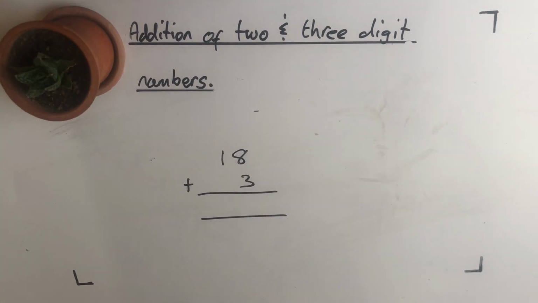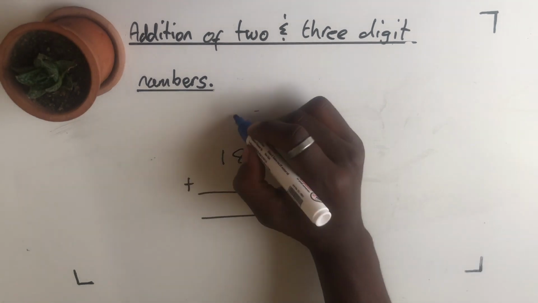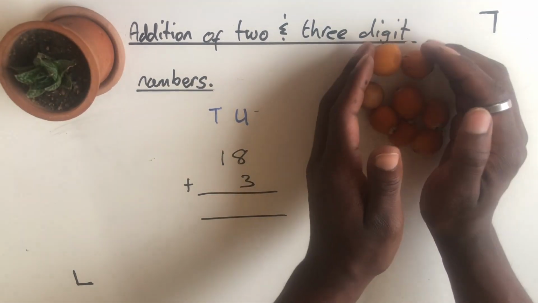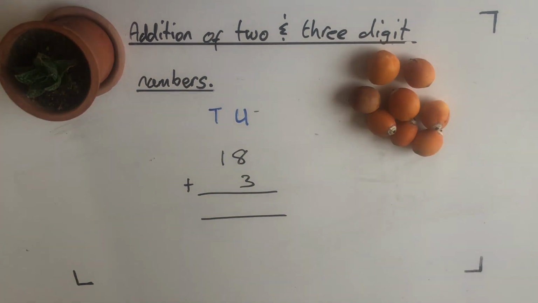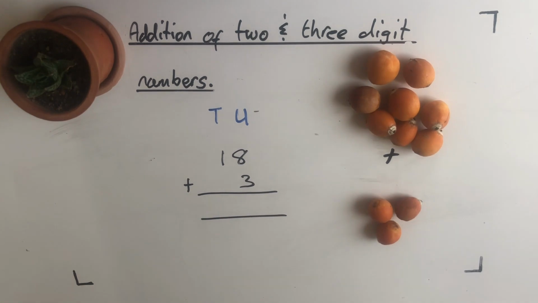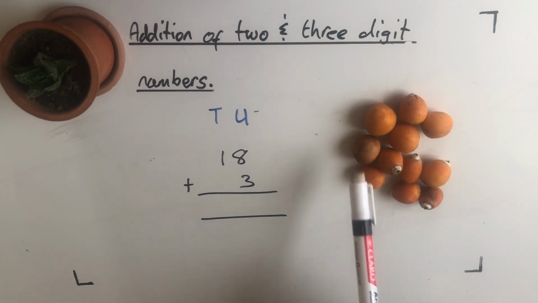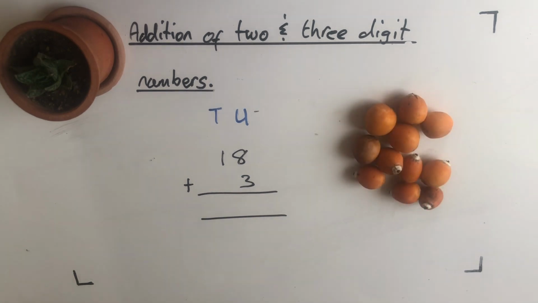Remember, we start adding from the right, but before that we label, so units, tens, okay? So here I have 8 units, that's 8 units, right? Plus 3 units, right? When I put these together, that gives me 1, 2, 3, 4, 5, 6, 7, 8, 9, 10, 11. When our result is greater than 9, right? When the result is greater than 9 is when we carry.